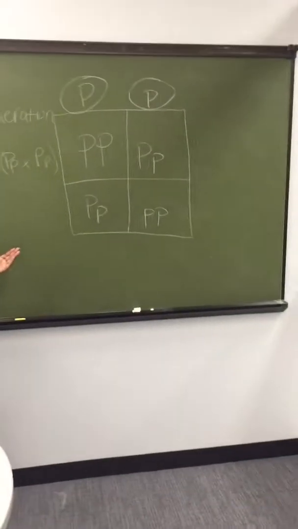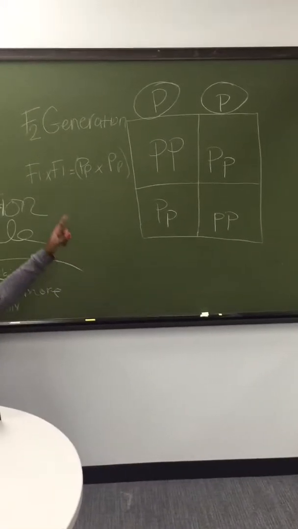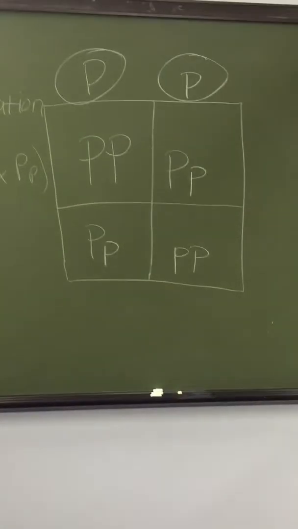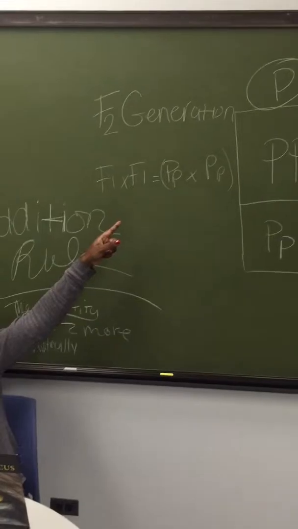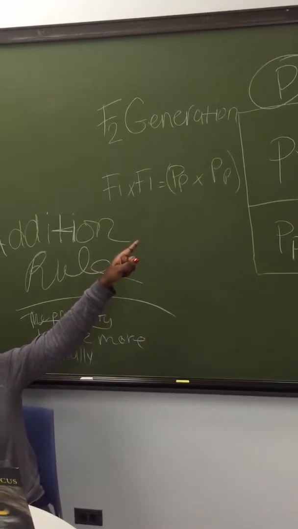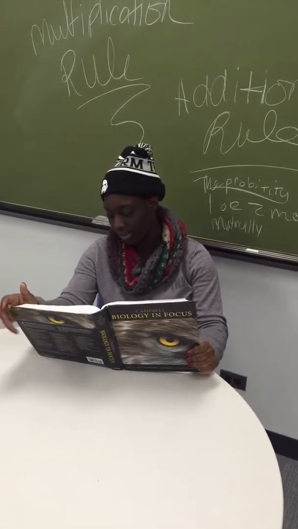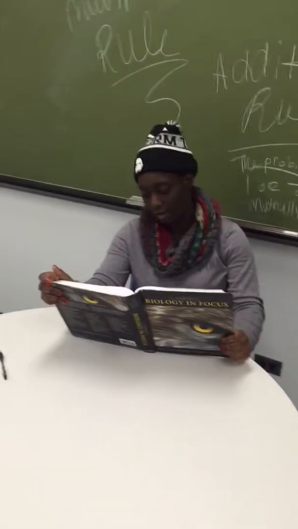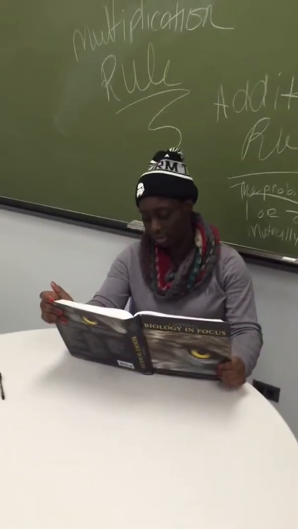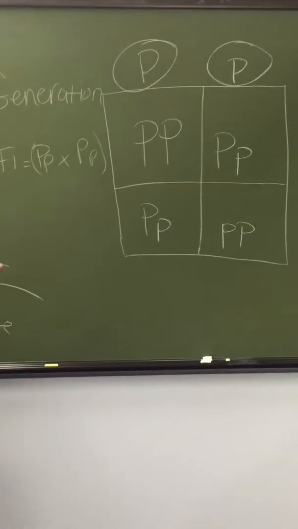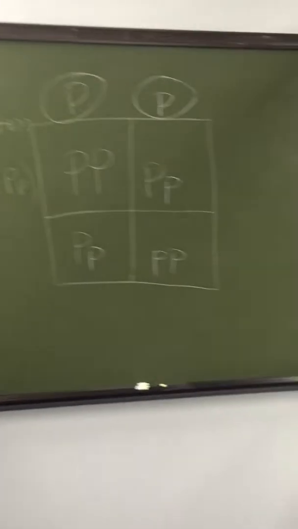Here we have a Punnett square. In the square, we have a big P, little p, and we have a formula: F1 times F1 equals big P, little p times big P, little p. The law of segregation. If the blending model of inheritance were correct, the F1 hybrids from a cross between a purple flower and a white flower... the big P stands for the purple flower, and the little p stands for the white flower.